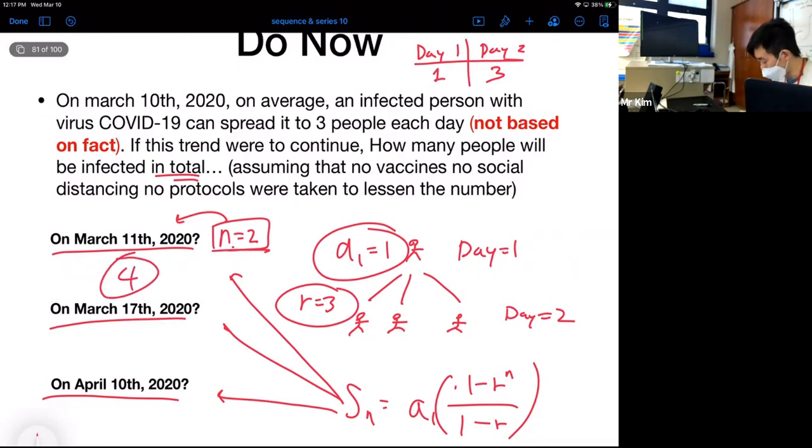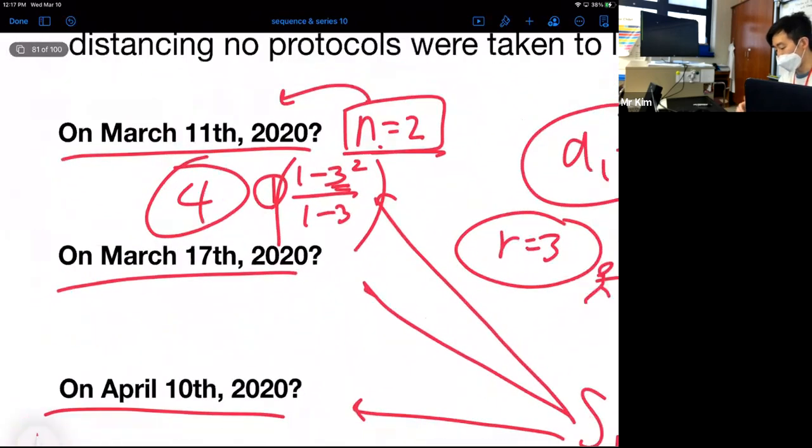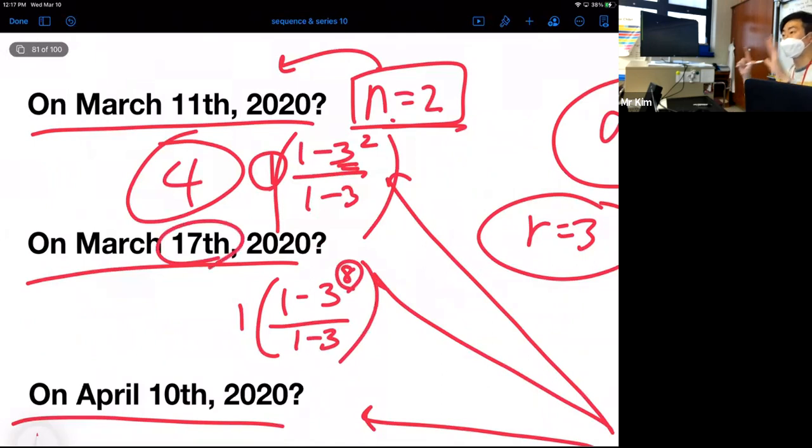And by plugging into the formula here also, I get 1 times 1 minus 3 to the power of 2 over 1 minus 3. That's what you need to type into the calculator. Okay, the first term, 1 minus r to the power of 2, over 1 minus r. The same way, 1 times 1 minus 3 to the power of 8 here over 1 minus 3. Now, why in the world is it 8? Well, it's because it's a week after. It's 7 days after the first day. 7 days after that is technically day number 8. Therefore, the answer to this should be 3,280. Yes, can I get a verification on that?